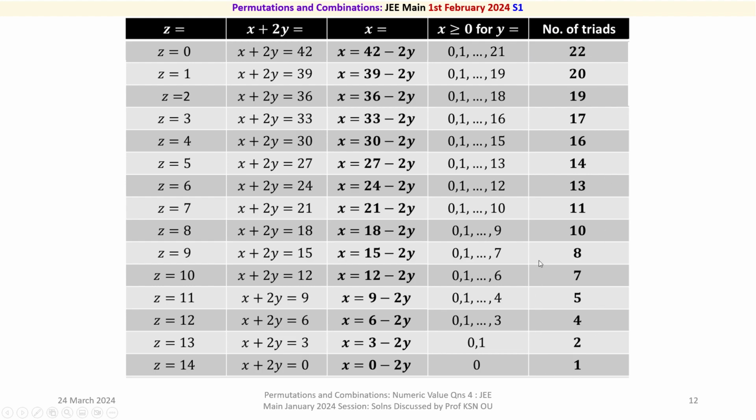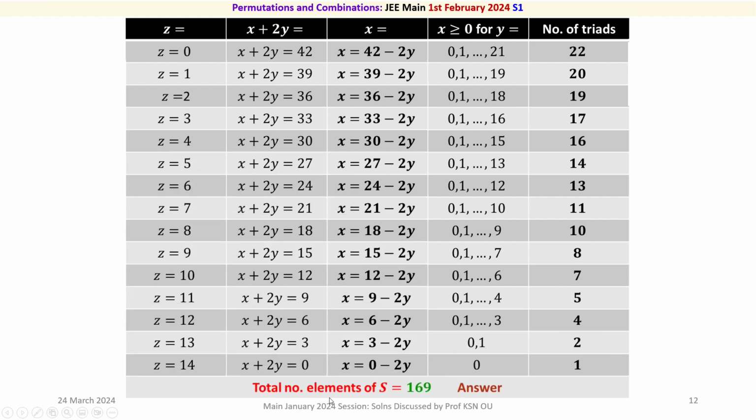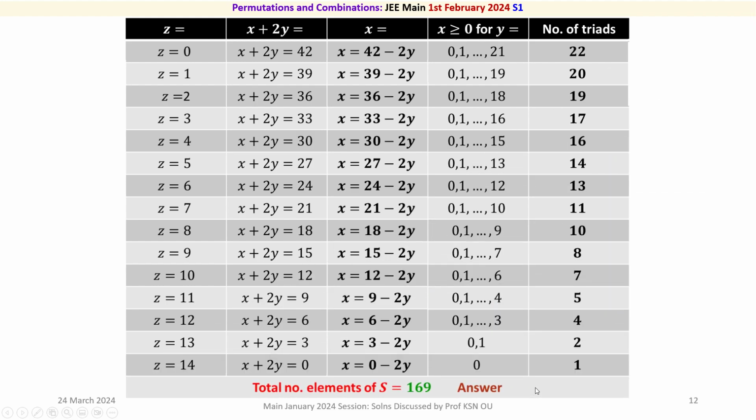So the number of triads will be the sum of all these things. The total number of elements of S will be the sum of all these numbers. That is 169. Please add. Our answer to this question is 169. That is the detailed discussion of this question. I am sure that you understood this question.